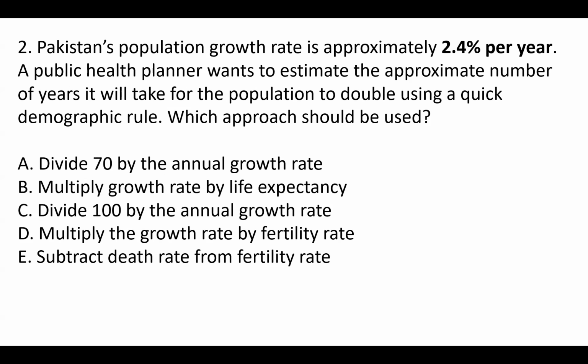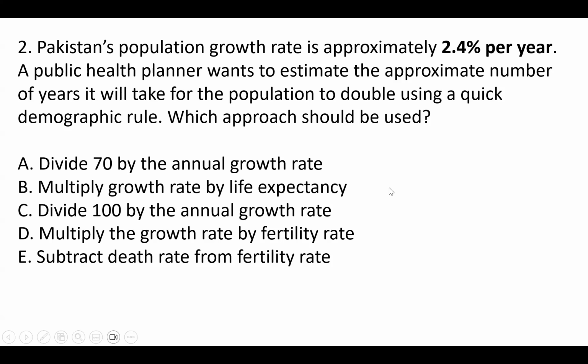Pakistan's population growth rate is approximately 2.4 per year. A public health planner wants to estimate approximately the number of years it will take for the population to double using a quick demographic rule. Which approach should be used? Divide 70 by the annual growth rate, multiply growth rate by life expectancy, divide 100 by the annual growth rate, multiply the growth rate by fertility rate, or subtract death rate from the fertility rate? A, yes, A is right.